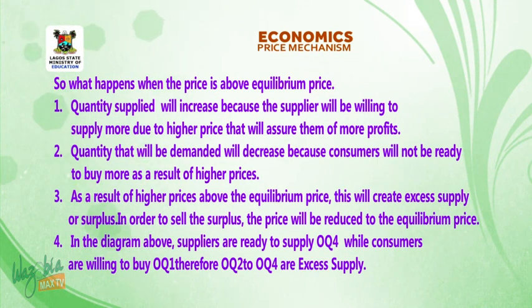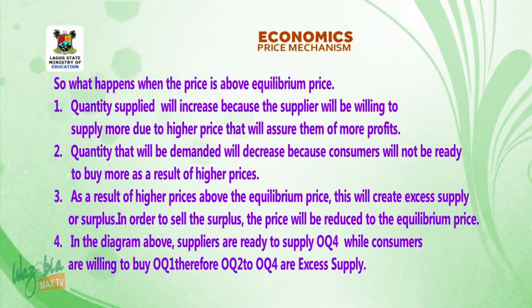1. Quantity supplied will increase because the suppliers will be willing to supply more due to the higher price. That will assure them of more profits. 2. Quantity demanded will decrease because consumers will not be ready to buy more as a result of higher prices. 3. As a result of higher prices above equilibrium price, this will create excess supply or surplus.